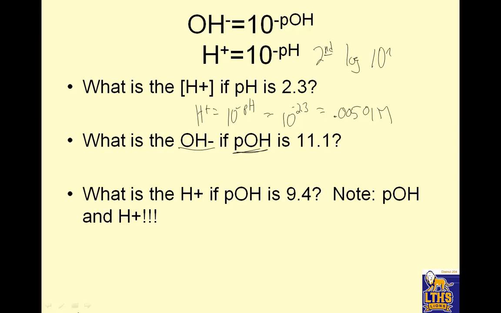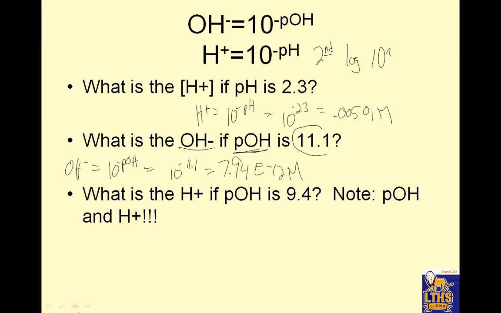What is the OH negative if the pOH is 11.1? Notice they go together. Okay, so OH negative equals 10 to the negative pOH, equals 10 to the negative 11.1, equals second log negative 11.1, enter, 7.94 E negative 12 molar.